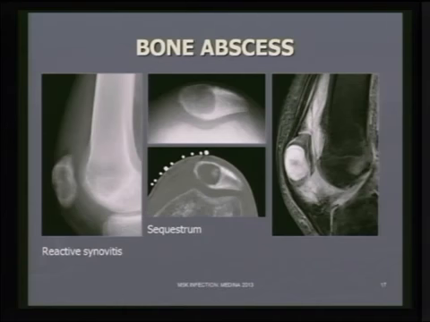Just an example of an abscess in the patella. We've seen several of these, mostly tuberculous in origin, just to show the associated synovitis that can be seen in lesions arising around the joints, and again, evidence of some sequestrum formation on the CT study.